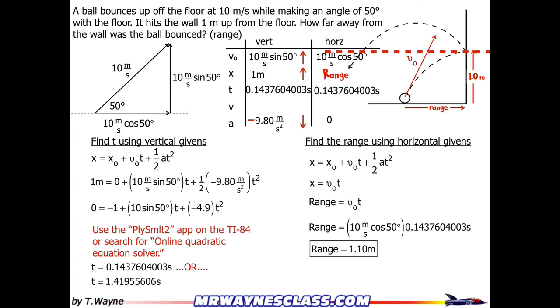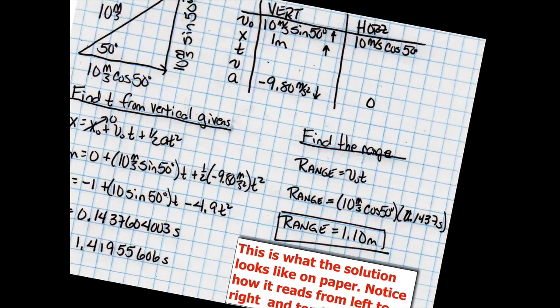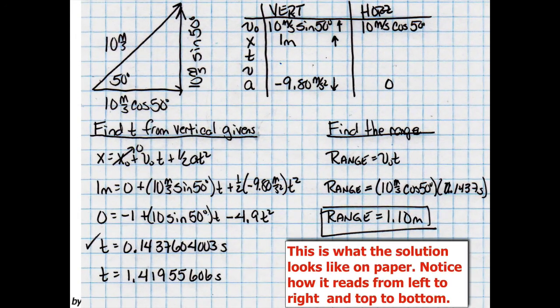So the ball was 1.10 meters away from the wall when it bounced off the floor. And when I solve it on paper, this is what my paper looks like. You can see how it reads from left to right, and it goes in kind of rows as I go across. So it's easy to follow. It even has the expression of what I'm trying to do with the math. And I didn't squish everything together. I left lots of space. Space is your friend when you're trying to convey what's going on in the math world.